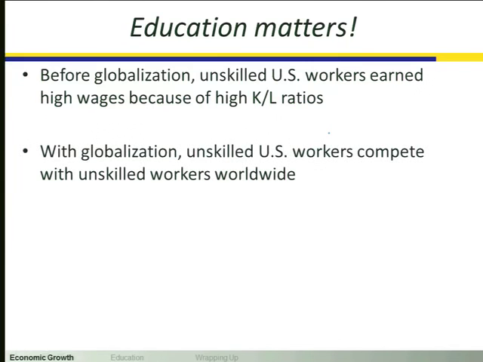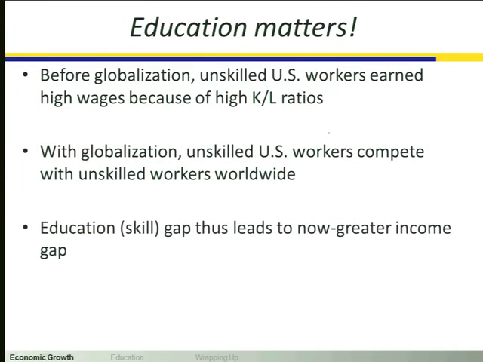With globalization and with the drop of trade barriers and the increase in trade, the drop of transportation costs, unskilled workers in the United States now compete with unskilled workers around the globe. And so they no longer enjoy the benefits of the high capital labor ratios in the United States, boosting their wages, because now there's more of a competition around the globe. And what that does is it increases the gap between high and low wages. And that gap between high and low wages is reflecting a skill gap, which presumably is reflecting in part an education gap.